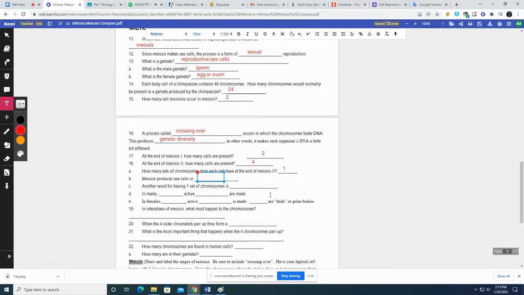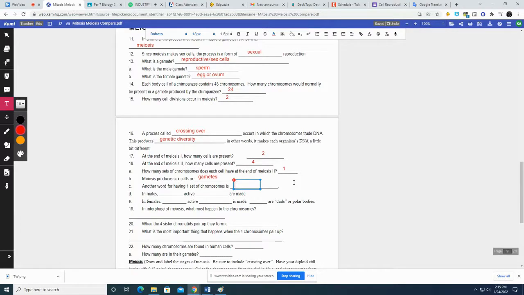18b, we've done this one probably 5-6 times. Meiosis produces sex cells, otherwise called gametes. Notice how many times I have done this. I've done it a lot of times. That's why I will not forget it, because I practice it so much.